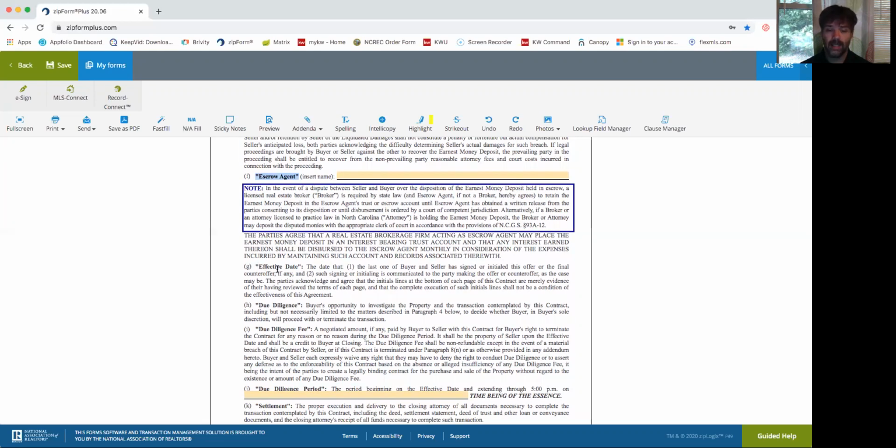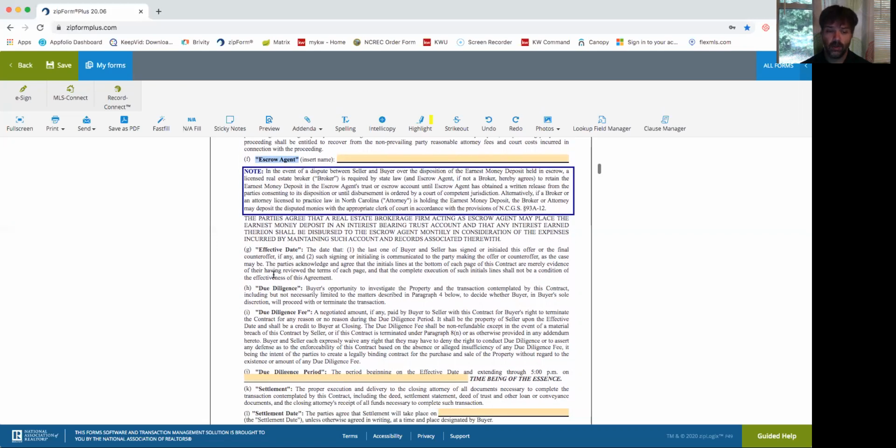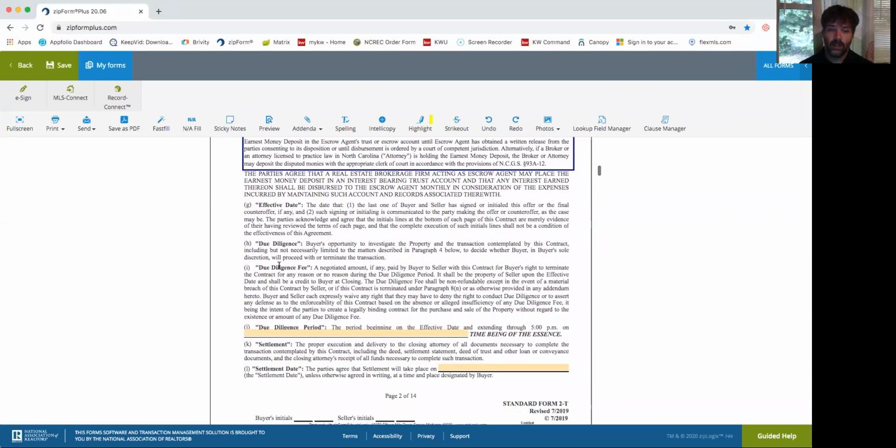Effective date is the last day that either buyer or seller initial or date this offer. We're going to talk about the due diligence. Most of you know what the due diligence period is, where the buyer will conduct any and all inspections. They can walk away for any or no reason during this due diligence period. For that due diligence period, they're usually going to pay a due diligence fee. It could be zero. It could be any amount. This is 100% negotiable. But if there is any due diligence fee, that needs to be paid directly to the seller.